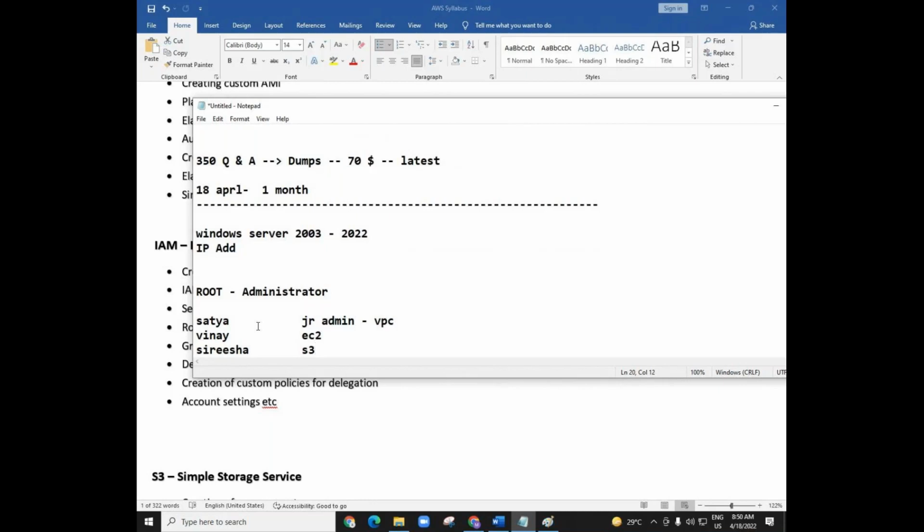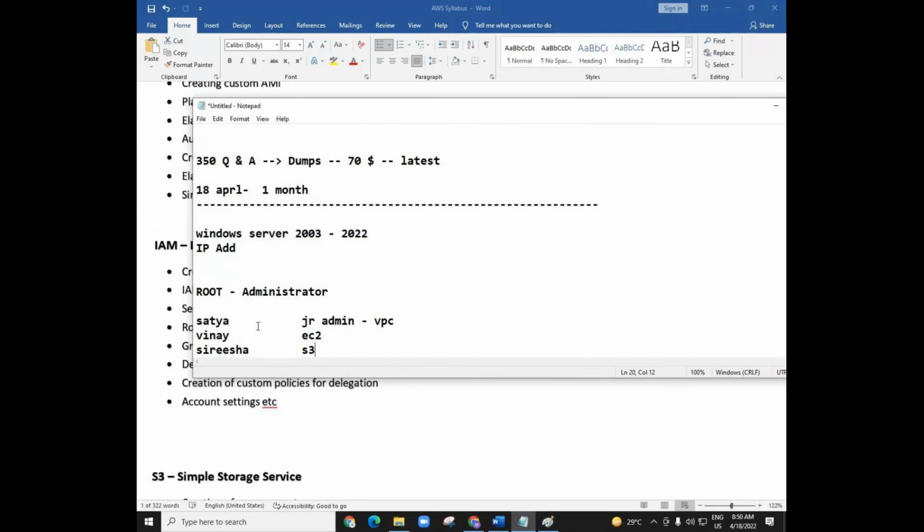So within our company, we can divide our roles. We can say, Vinay, you're responsible for the EC2 machine, so you're working only on EC2. Sirisha, you're responsible for S3, so she is managing only the S3 concept. So this is the concept. These are the things we can do in IAM.